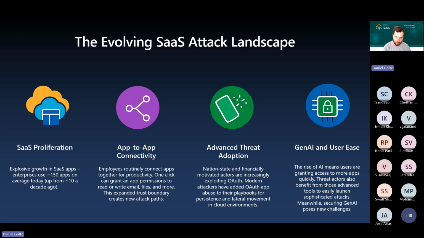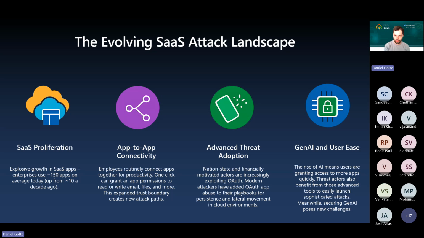Let's start with the big picture. Why are SaaS attacks surging? The short answer is our IT ecosystems have changed, especially since the COVID-19 pandemic. We're all using SaaS apps heavily. The average enterprise now uses around 150 SaaS apps. That's a huge jump from just a handful about a decade ago. Every one of those apps likely uses tokens or API keys to integrate with our core systems. This means there are many more tokens and trust relationships out there for attackers to target.